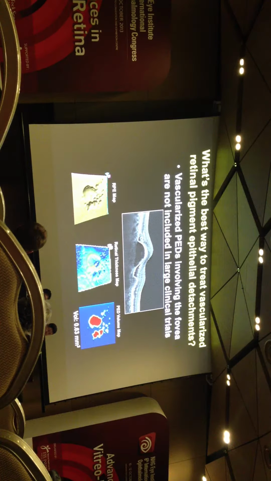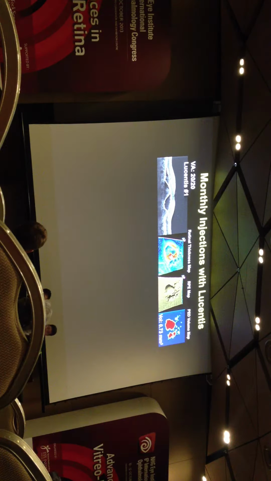So here's how I used this algorithm to follow patients with vascularized pigment epithelial detachments. This could be a polypoidal lesion. You can see the pigment epithelial detachment. You can see the subretinal fluid is depicted nicely on the retinal thickness map here. And so now we start our anti-VEGF therapy.